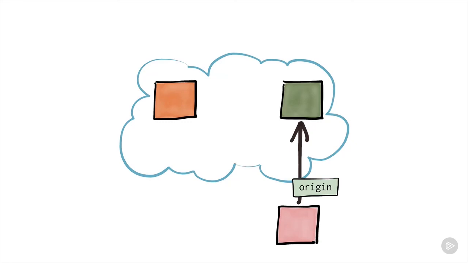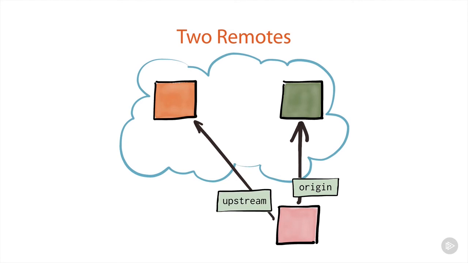So if we want to track changes to the original project, then we need to add another remote pointing at it. This is not something that Git does automatically. We have to do it ourselves. A common convention is to call this remote upstream.